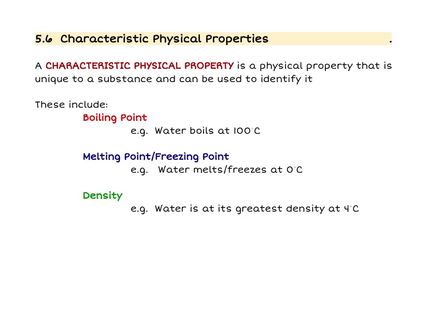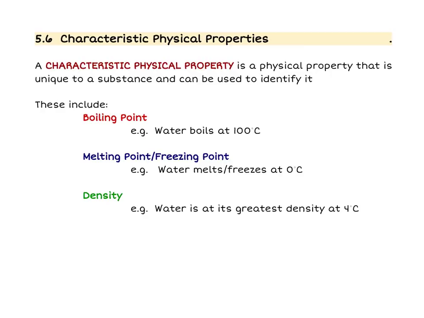Let's just read through this definition. It says it's a physical property that is unique to a substance and can be used to identify it. So not all physical properties are unique to that substance. For example, I could describe sugar as being a white crystalline solid, but I could also describe salt that way. So something like its color and the fact that it's crystalline may not be enough information for us to be able to identify a substance.